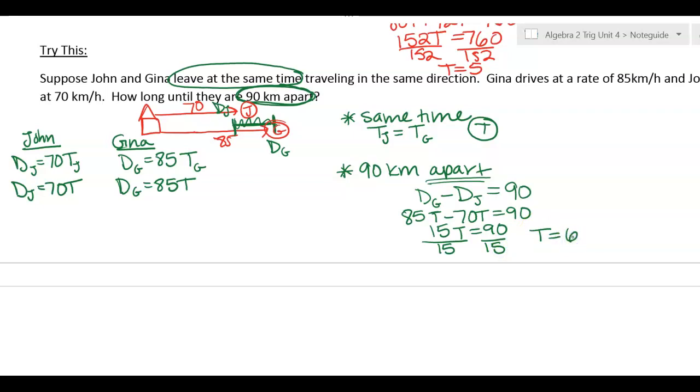And then again, think about what you've just found. So t for us was a time. Given that our rate was in kilometers per hour, this is hours. And I want to go back and see if that's the answer to the question they were asking me. So the question was how long until? And they both started at the same time, so they've both been gone for 6 hours. And that answers the question that they were asking. So the answer will be 6 hours.